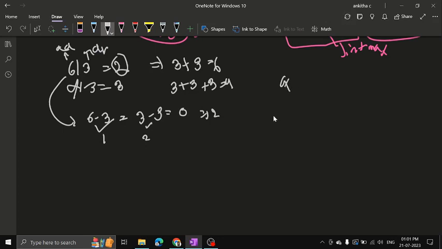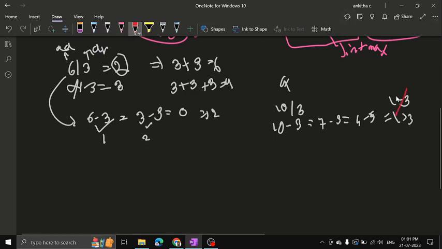Similarly for 9 as well. Or let's say we take 10 by 3. Then 10 minus 3 gives 7. 7 is greater than 3, so 7 minus 3 gives 4. 4 is greater than 3, so 4 minus 3 gives 1. 1 is not greater than 3, so 1 minus 3 is not possible. So this is 1 count, 2 count, 3 count. So the quotient will be 3.